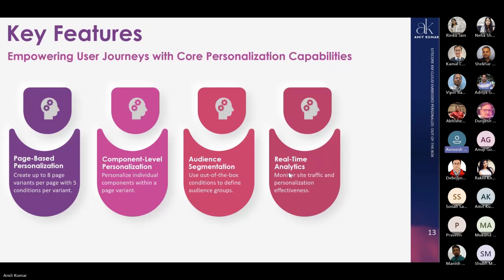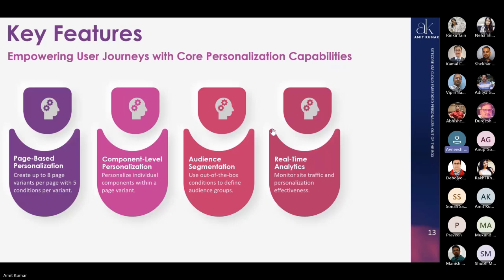And second feature, page variant. We can create multiple versions of a page or section and display the most relevant one to each audience segment. And third one, preview modes. We can instantly preview how personalized content will appear to different user segments before going live.